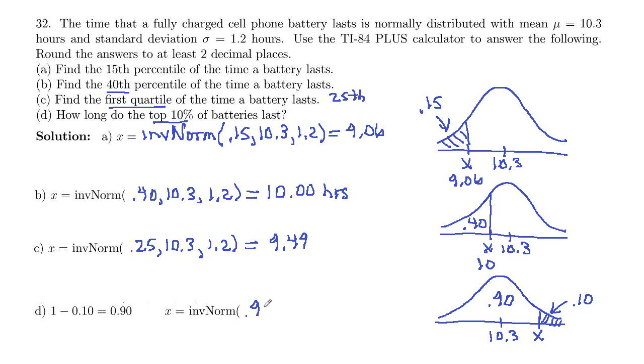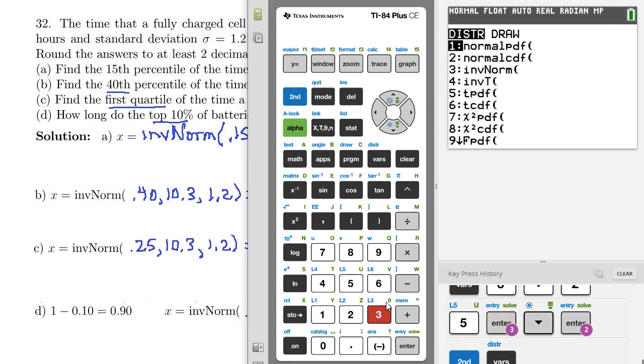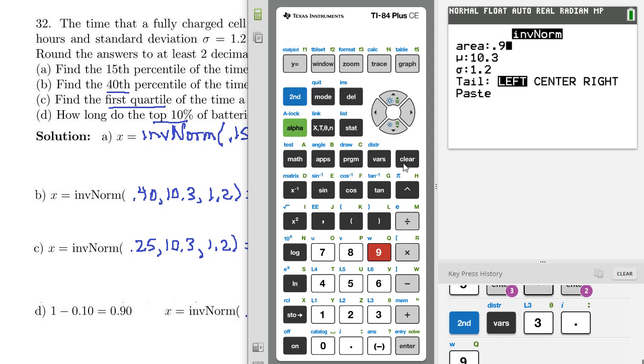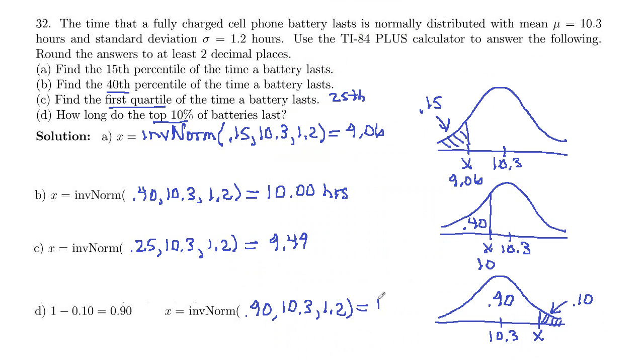So now we can do the top 10% is the same as the 90th percentile. So inverse norm, 0.90, 10.3, and 1.2. Second variables. Number 3, change that 0.25 to 0.90. 11.84. So over here, 11.84 hours, only 10% of the values are above that. That's top 10%. Same as 90th percentile.